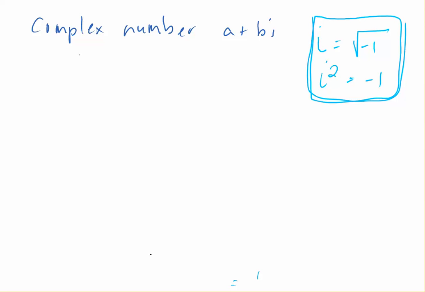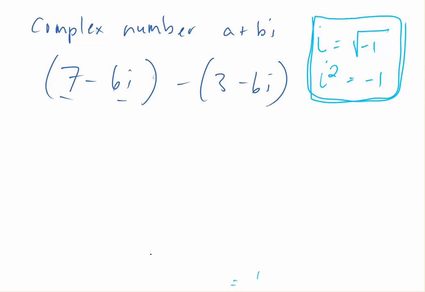So let's say we're adding these complex numbers, 7 minus 6i, or we're subtracting them, minus 3 minus 6i. So all we're going to do is combine the ones we can. So we can't combine real and imaginary numbers, so we can only combine the ones we have. So 7 minus 3 is 4.